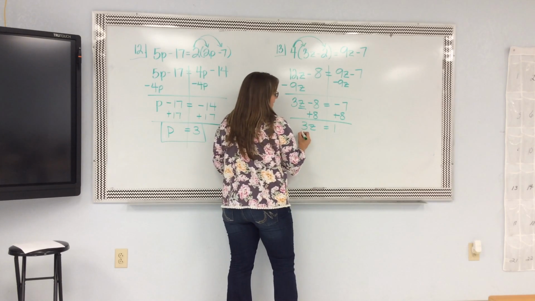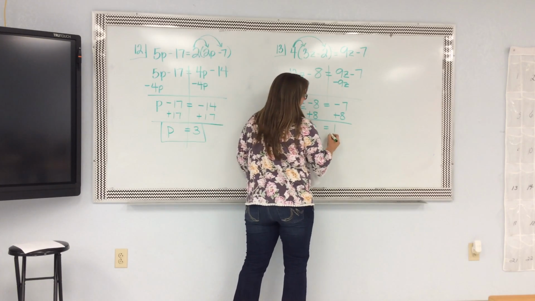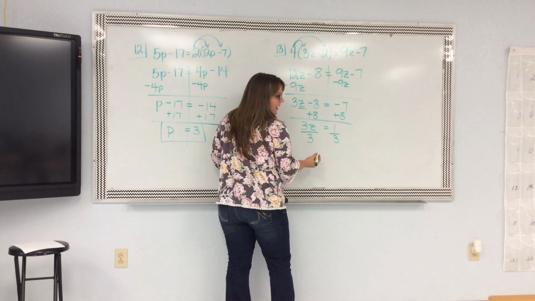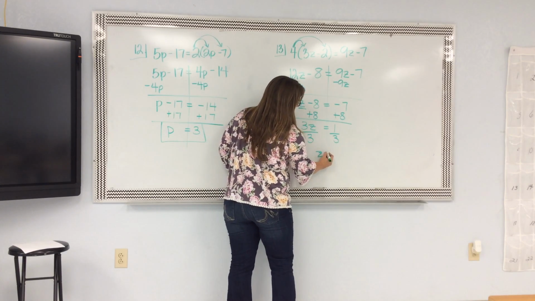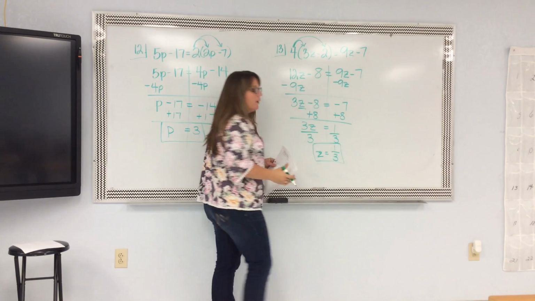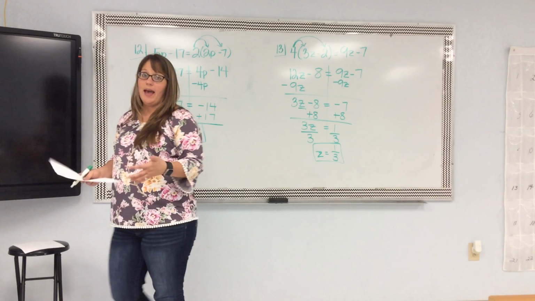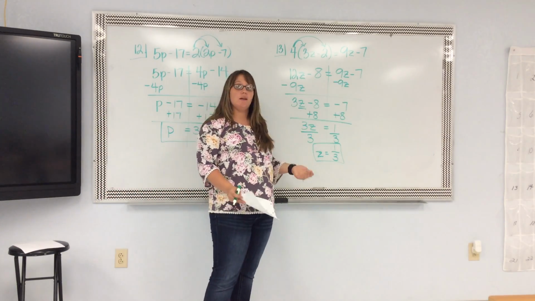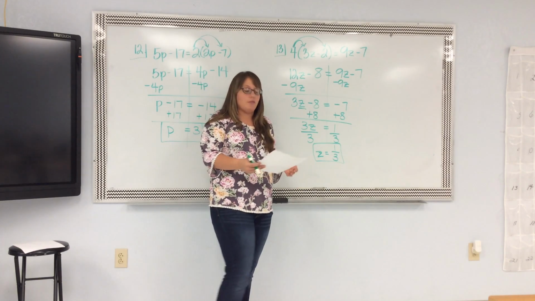3z means 3 times z. So to undo multiplication, I divide. If I do it on one side, I have to do it on the other. 3z divided by 3 gives me 1z is equal to 1/3. Don't worry that it's a fraction. That's okay. Plug that 1/3 back in everywhere you see z and make sure you get a true statement. And it's okay to have a fraction.